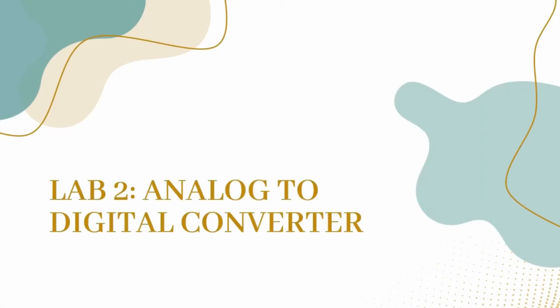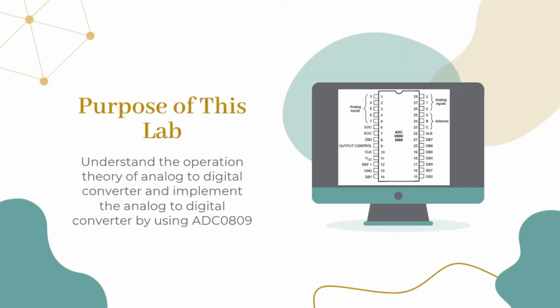On the next part we discuss about Lab 2, which is analog to digital converter. The purpose of this lab is to understand the operation theory of analog to digital converter and implement the analog to digital converter by using ADC 0809.